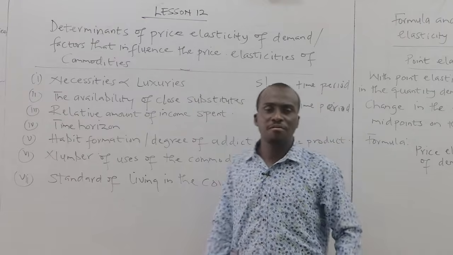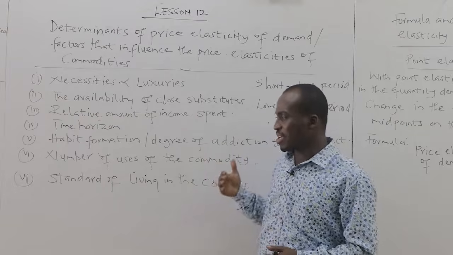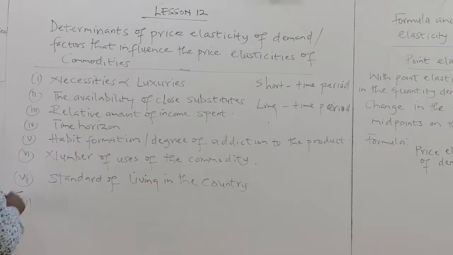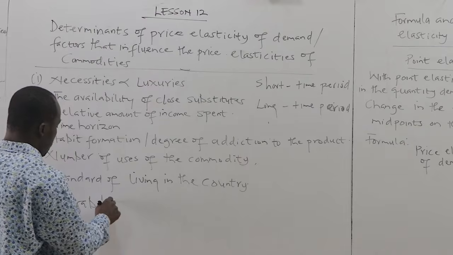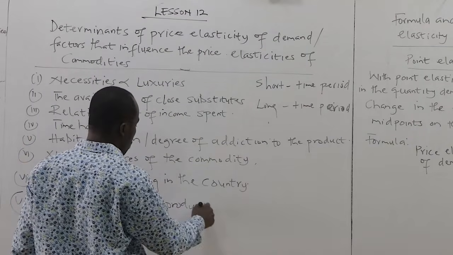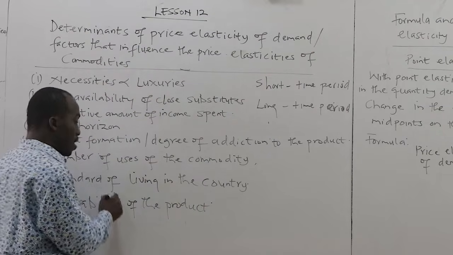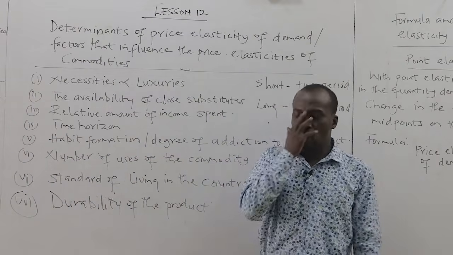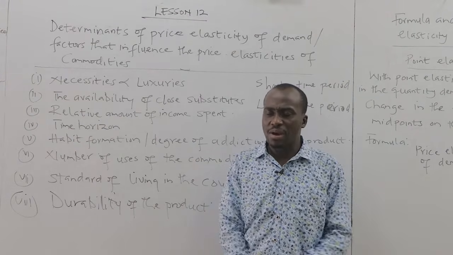So these are some of the factors that make some of these goods behave that way. Maybe you can also think about durability. The durability of the commodity too can make it elastic or inelastic. A product that is durable is a product that can last long. If I buy a Toyota car, it lasts long. If I buy their engine, it lasts long. In that case, even if the price goes up, you buy it.